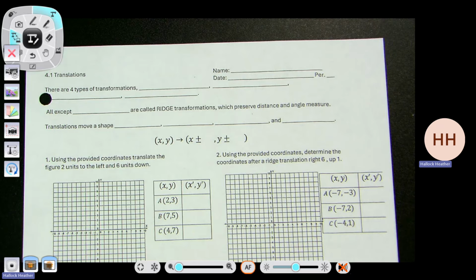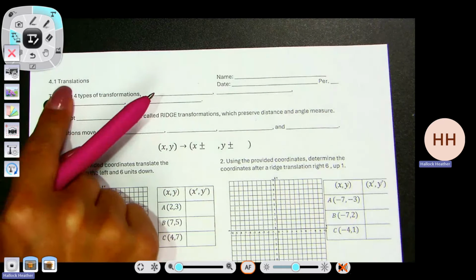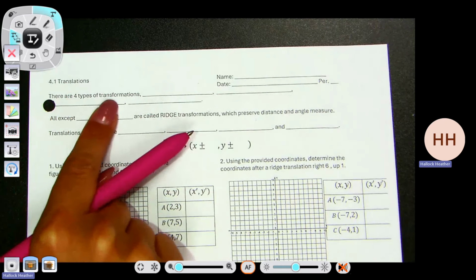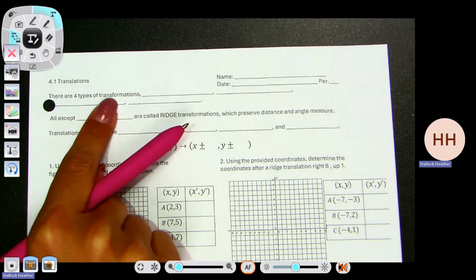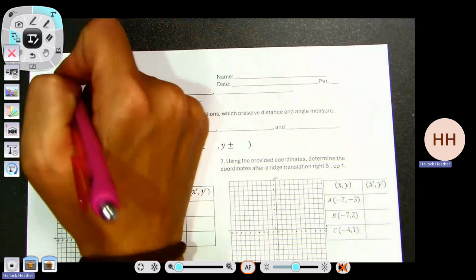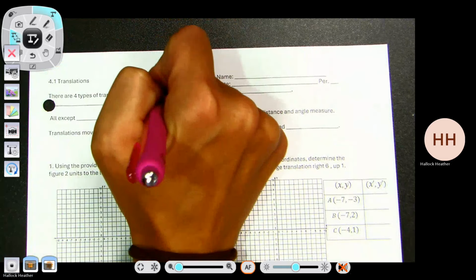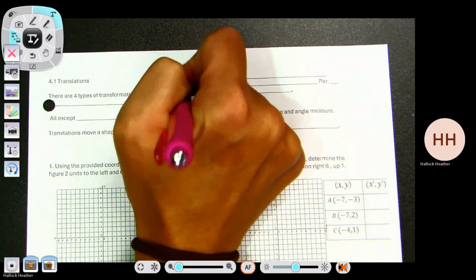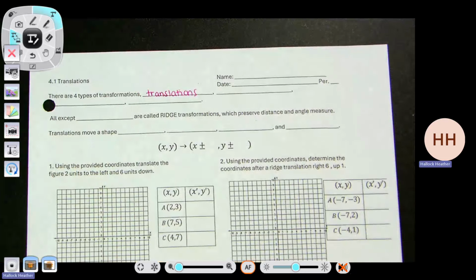So for 4.1 translations, this is the first lesson for chapter 4. We're talking about moving shapes around. You should have done this in middle school. Technically there are 4 types of transformations we're going to talk about in this chapter. The first one is translations. That's what you're going to do today and tomorrow.